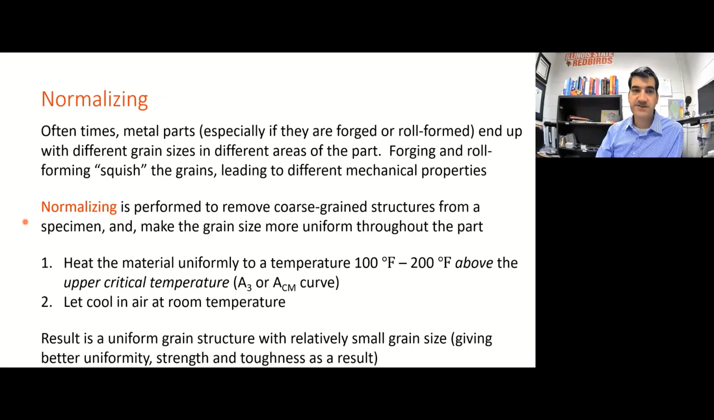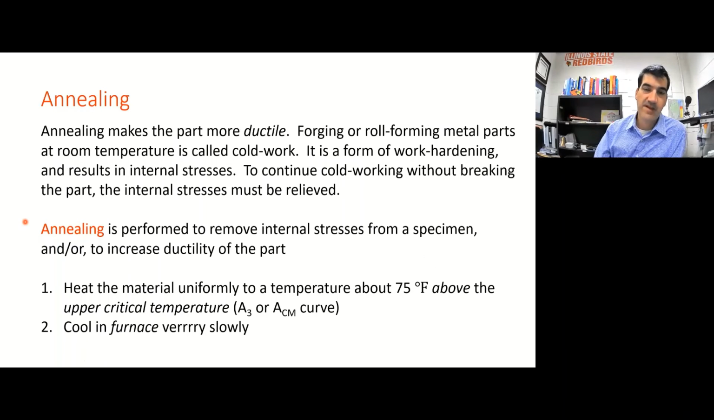All right, so the result from the normalizing procedure is you get a uniform grain structure where the grains are approximately all the same size, and that gives more uniform mechanical properties to the material. The last one we'll talk about is annealing. The big thing about annealing, it makes the part more ductile.